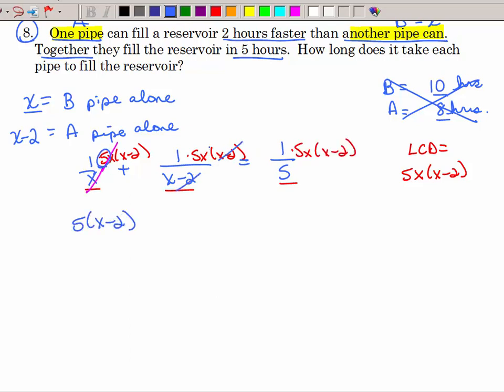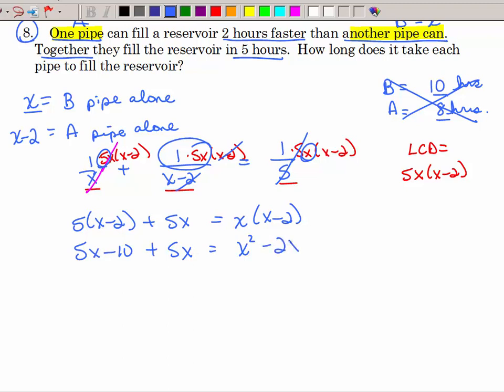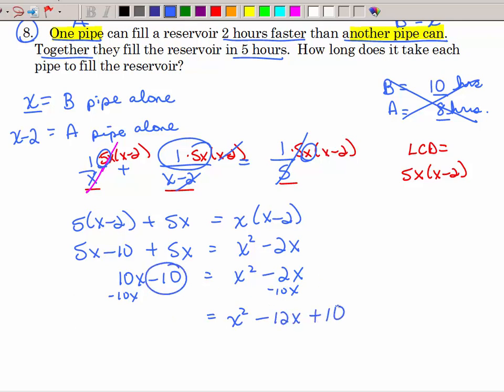Here the x minus 2's cancel out and we have 5x. And here just the 5's, but don't lose that x. Right, so I distributed. I'm going to collect like terms. Now I have to set it equal to 0, so I'm going to subtract 10x from both sides. So I get x squared minus 12x, and I'm also going to move that negative 10 over to the other side. It becomes positive, and that leaves me 0.